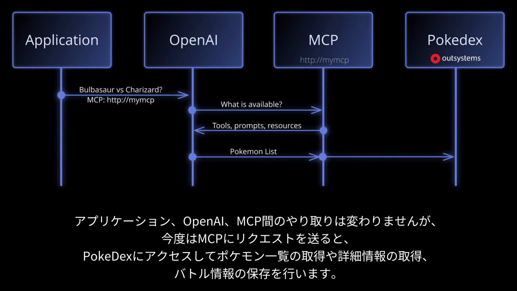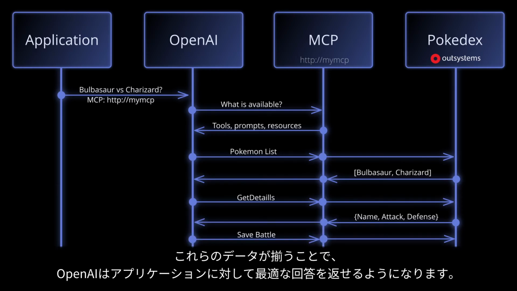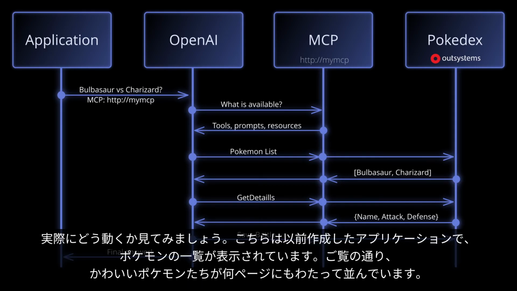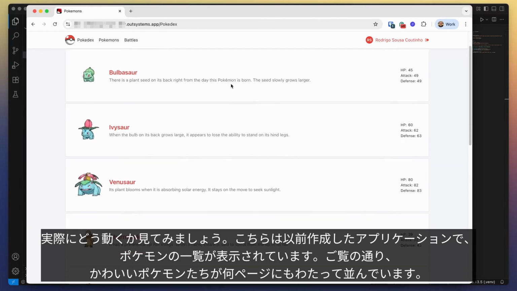contact the Pokédex to fetch the list of Pokémons, to get the details of a Pokémon, and to store information about the battle. With all this data, OpenAI can now give the best answer to our application. Let's see how it works. So here's an application I did earlier that has a list of Pokemons.